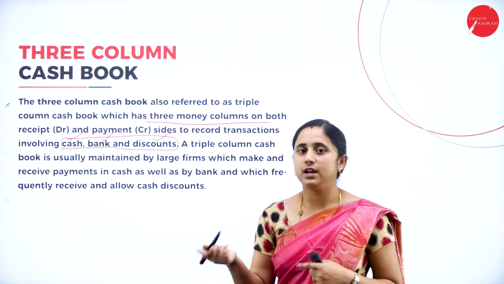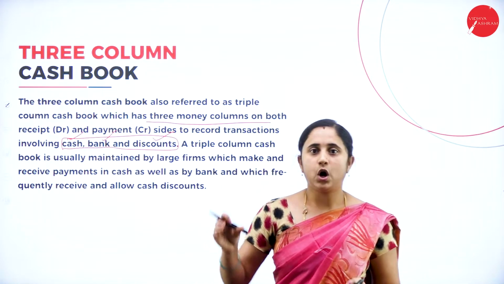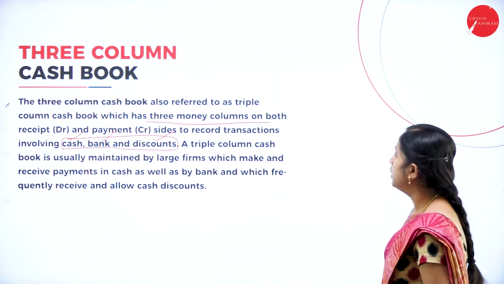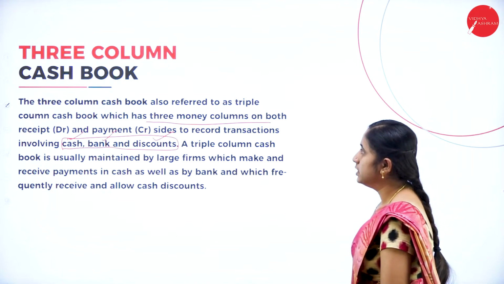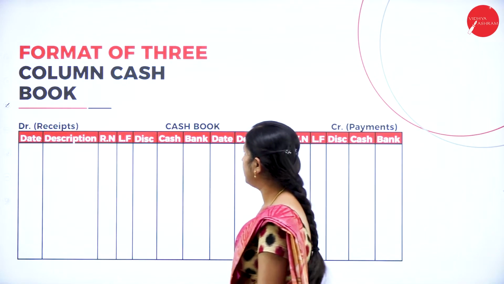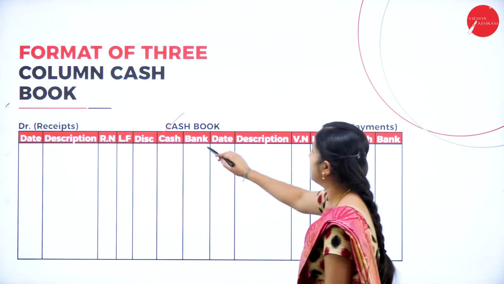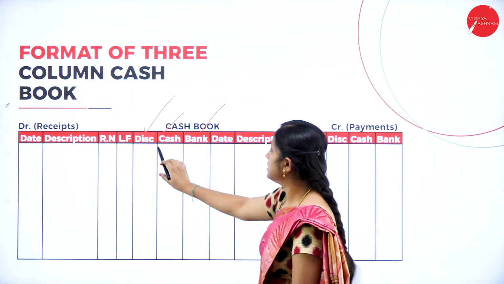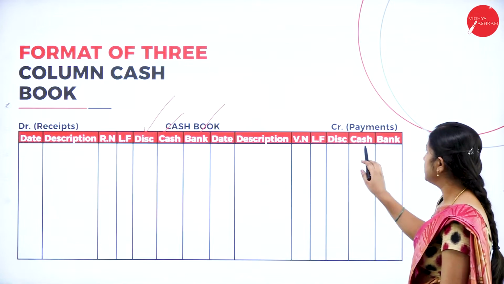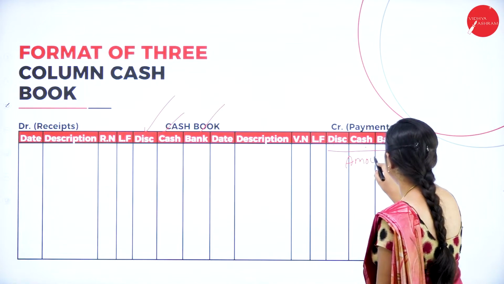So in single column, double column and triple column cash book, the difference is only the amount columns to record the amount. Here you have three columns to record the money. So this is the format of the three column cash book. In single column cash book, we have only one column for cash. Here we have bank plus discount. This is discount. Again, on both sides, debit and credit, we have three columns, discount, cash and bank. These three columns are meant to record the amount.